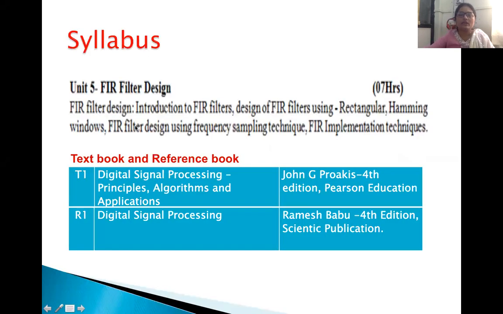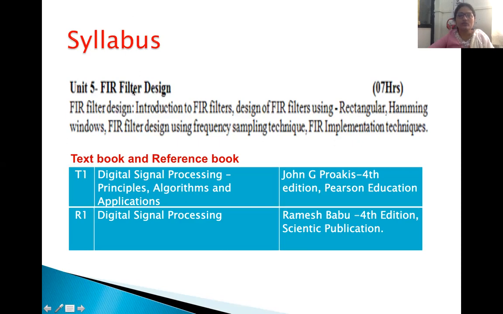In this filter design unit, we will look at the introduction to FIR filters, design of FIR filters using rectangular and Hamming windows, FIR filter design using the frequency sampling technique, and its implementation techniques. So this is the syllabus which we are going to study in this chapter, FIR filter design.